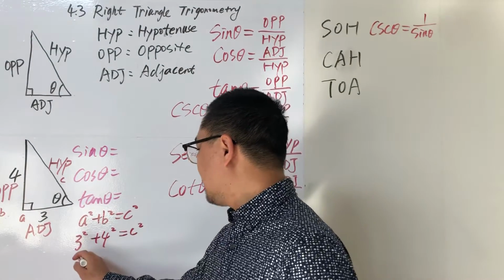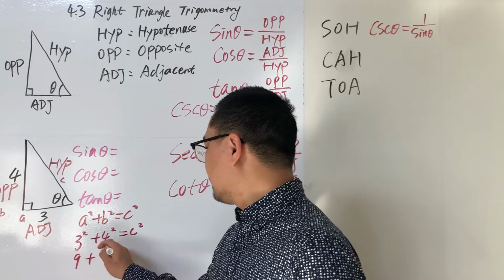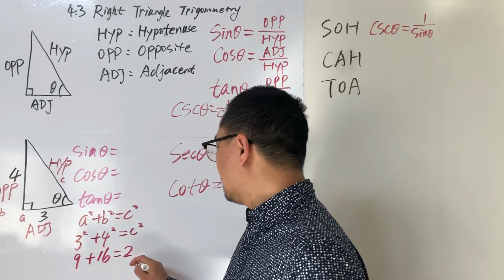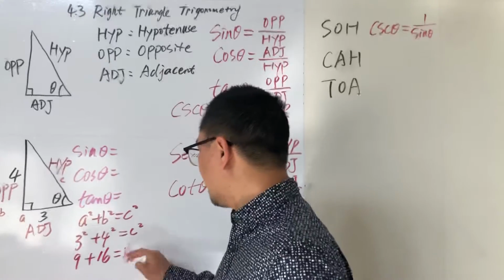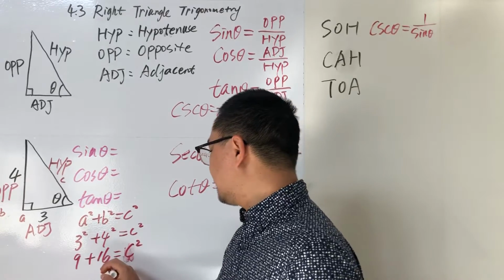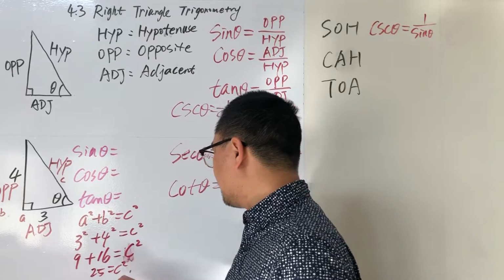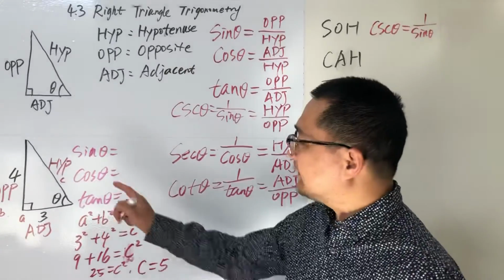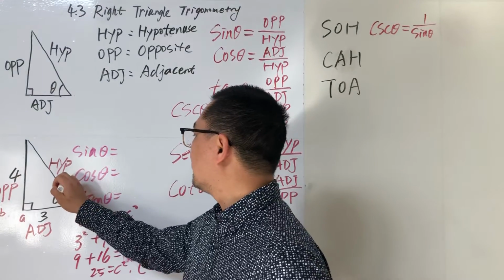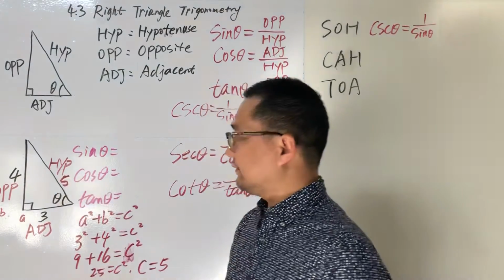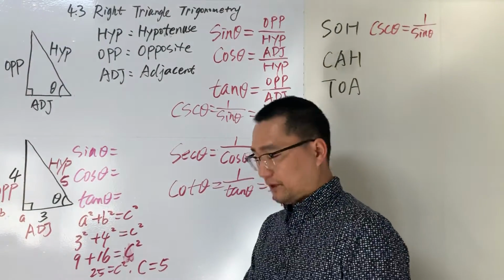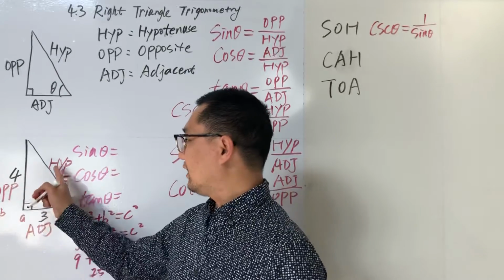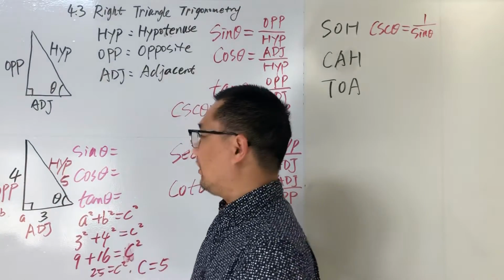So now 3 squared is 9 plus 4 squared is 16 equals C squared. Okay. Now C squared, that means 9 plus 16 is 25, is C squared. That means what is C? So C is 5, right? So that means the missing side, the hypotenuse, has the value 5. So now based on this information, you already know 3 is adjacent, 4 is opposite, hypotenuse is 5. Now, you already know all these 3 sides.